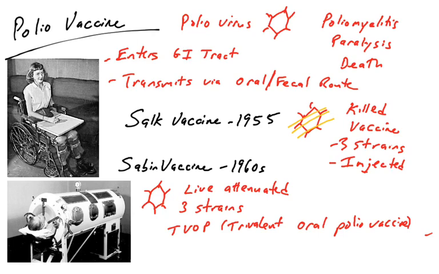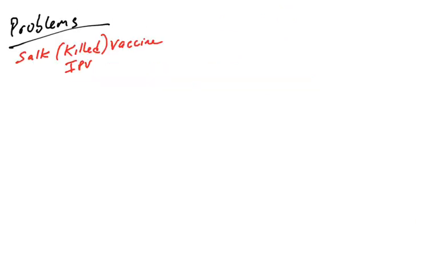So much easier to administer and provided a much stronger immune response, which is why vaccinations switched from using the Salk vaccine, the inactivated version, to the Sabin vaccine. Now, this is a good time to talk about problems with vaccines, because there have been problems with vaccines and there can still be problems with vaccines, and both versions had problems at one point or another.